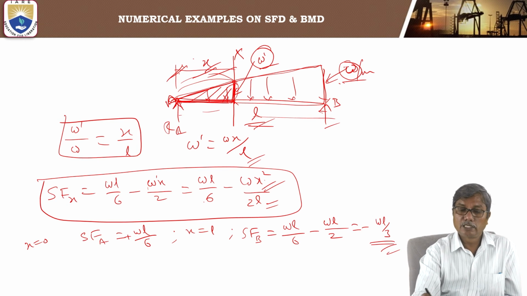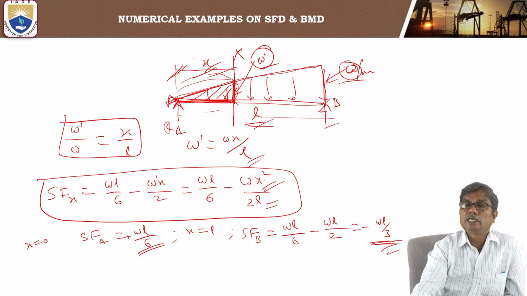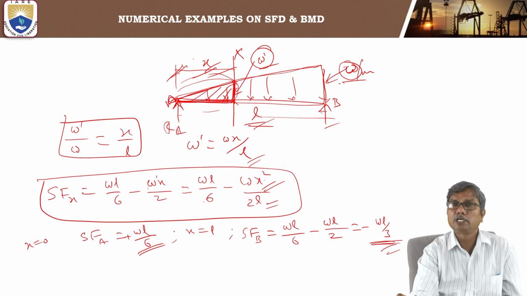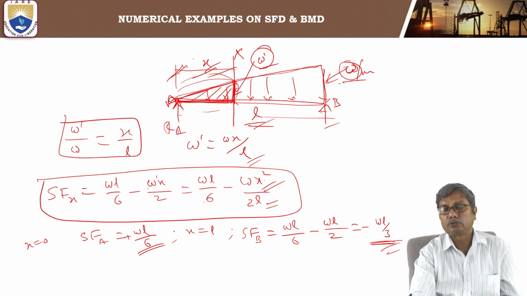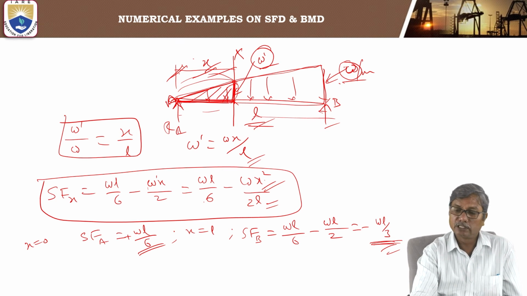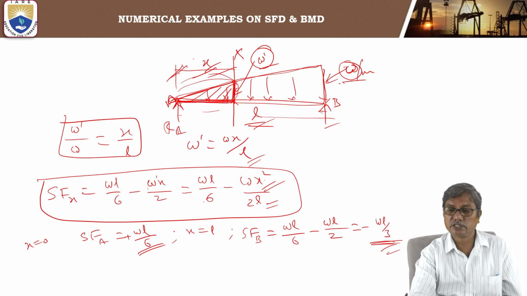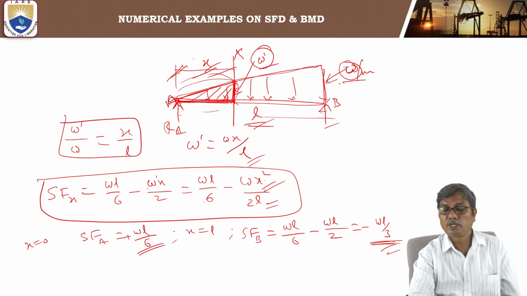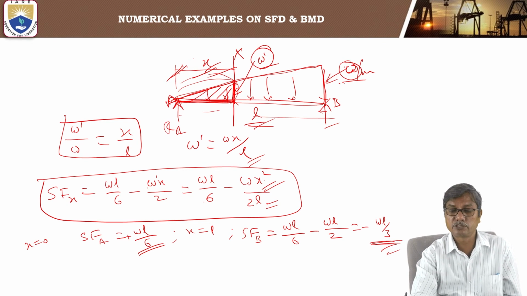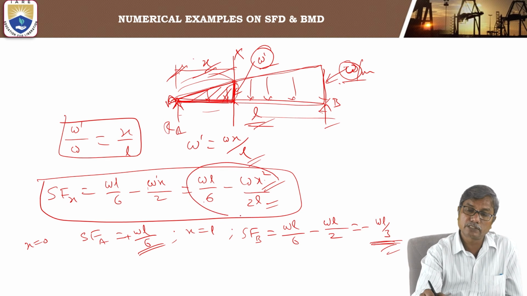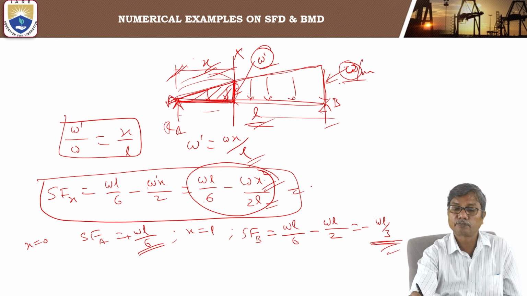And one more thing is the shear force changing sign between A and B. What does this mean? At one section it becomes 0. It is changing sign means at the point where it changes sign, its value is 0. And to find the distance where the shear force is 0, we have to equate this to 0.